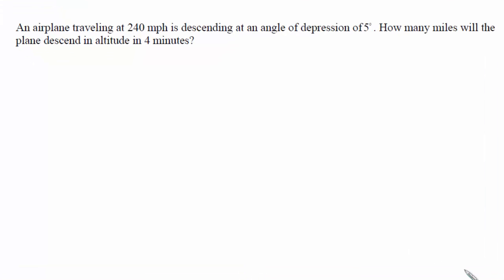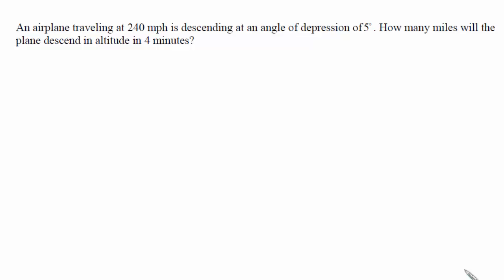In this problem, we want to use trigonometry to answer the following question. An airplane traveling at 240 miles per hour is descending at an angle of depression of 5 degrees. How many miles will the plane descend in altitude in 4 minutes? Okay, so a couple of things.